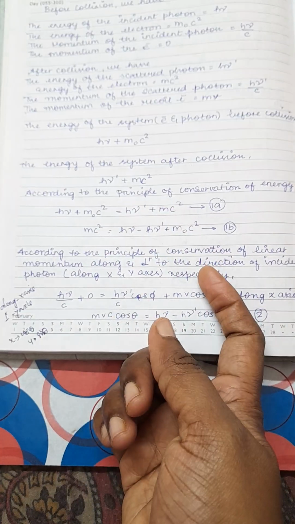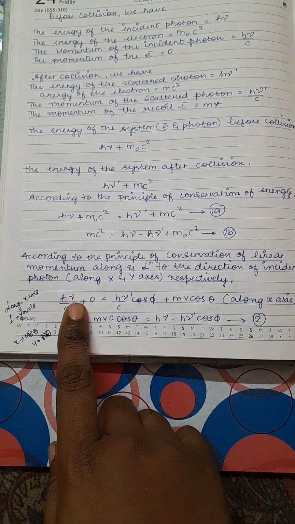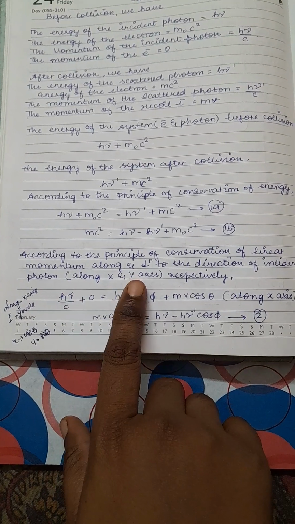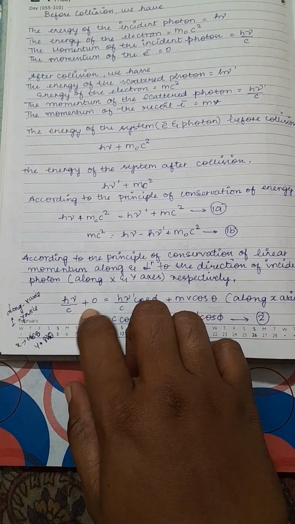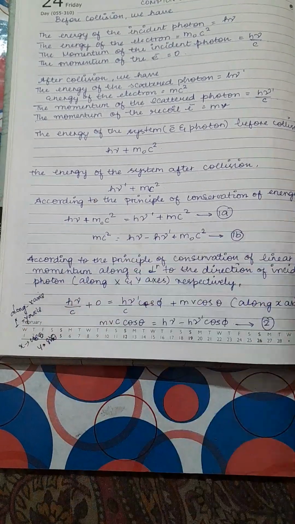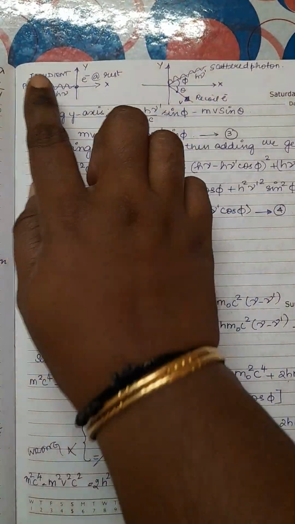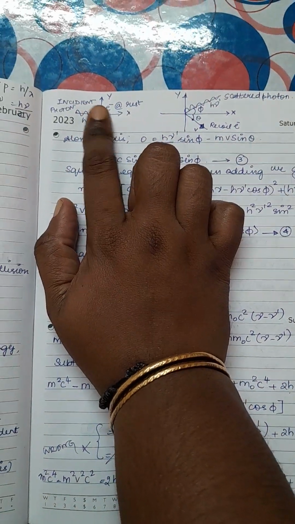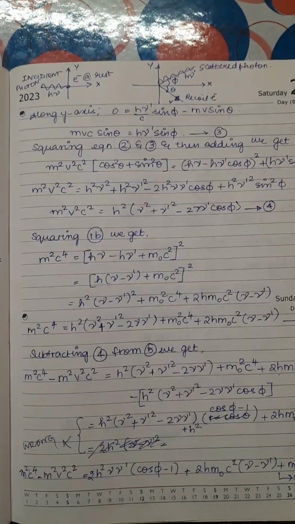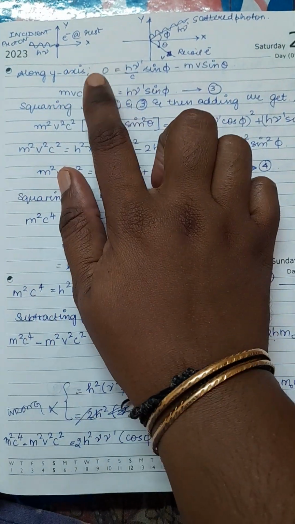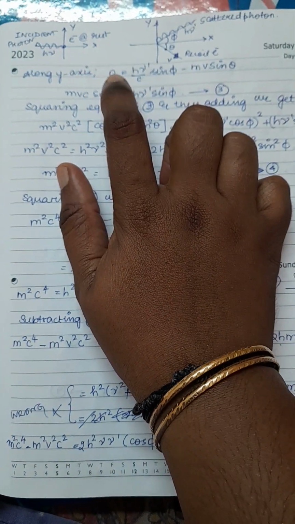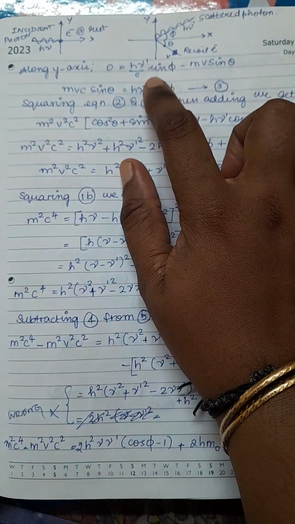What will happen to the y-axis? In the diagram we saw that the incident photon as well as the electron are considered in the x-axis. So in this part we have some value, whereas for the y-axis there is no case involved, isn't it? So before collision we will not have any y-axis term. So along the y-axis the momentum part in the LHS will become 0.